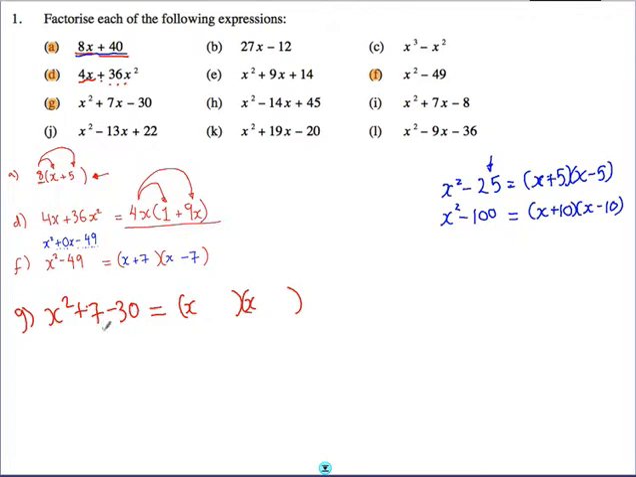So quickly, how can I make minus 30 with 2 numbers that add to plus 7? That would be plus 10 and minus 3. Quick check. 10 times minus 3 is minus 30. Good. 10 add minus 3 is 7. Good. We got it. We factorized it. Put it into brackets. Done. Have a go at the rest of these questions, if you like. No, not if you like. You are going to be doing them for homework.